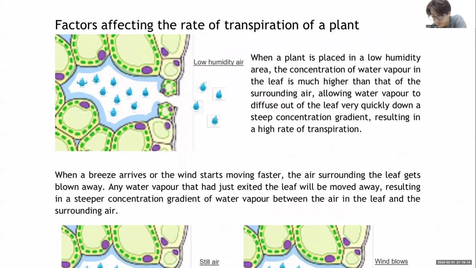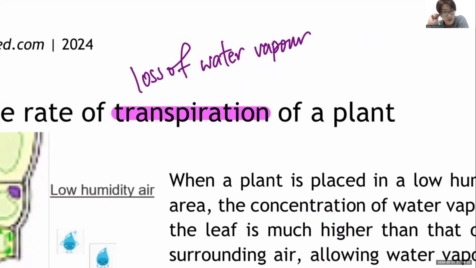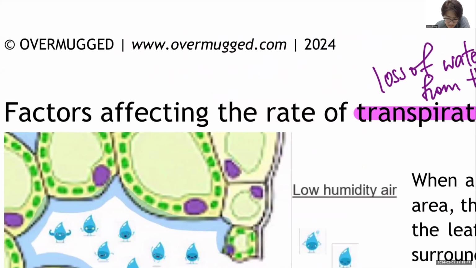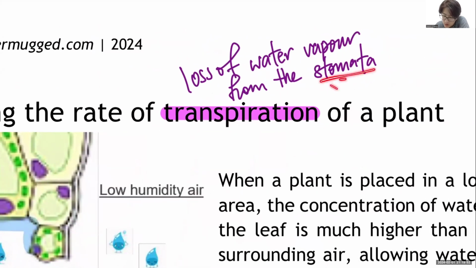Rate of transpiration. So this is something that Claudia mentioned just now. Transpiration. It's a loss of water vapor from the stomata. So therefore, factors that affect how fast transpiration occurs will interact with the stomata.